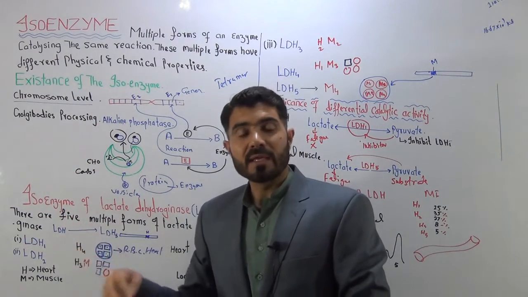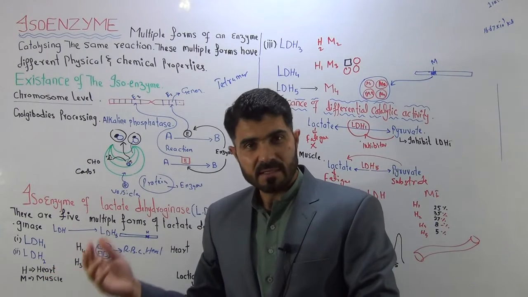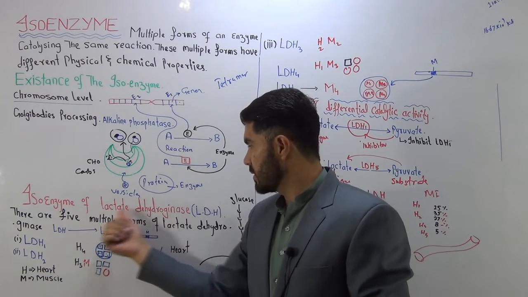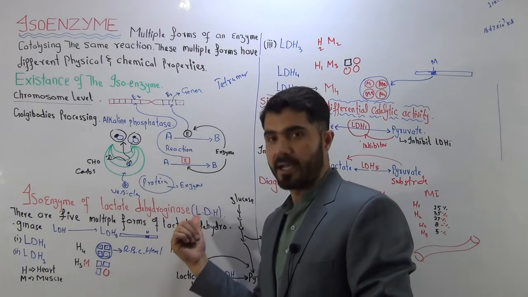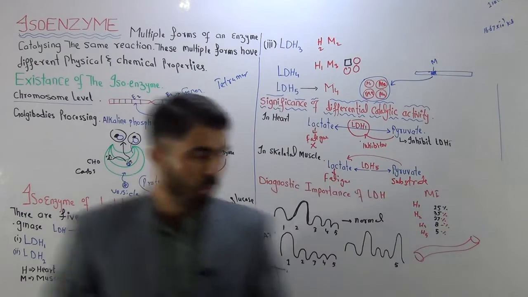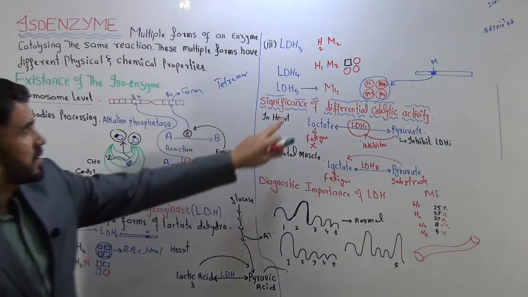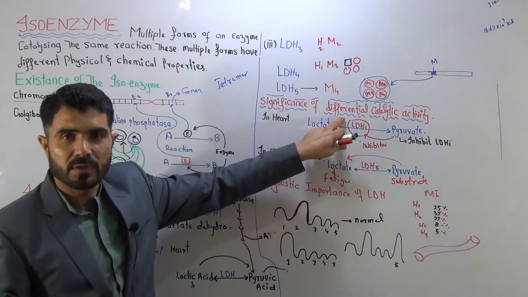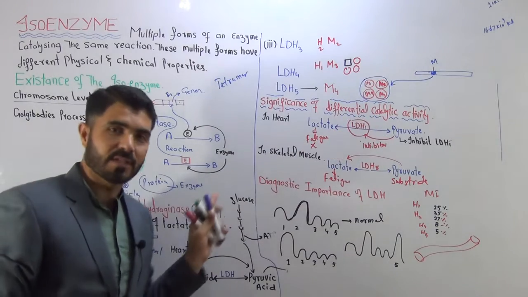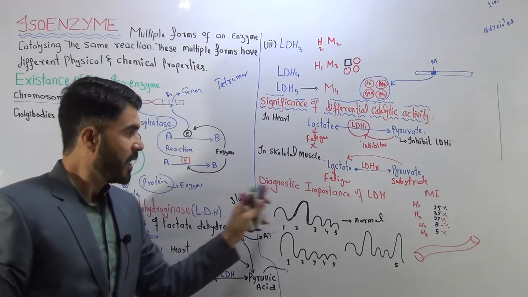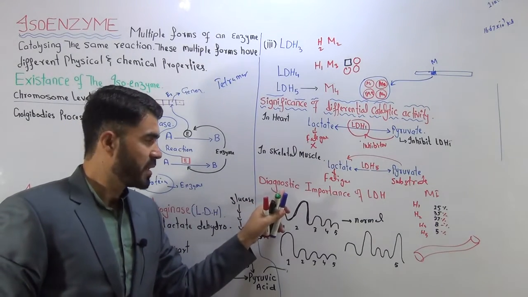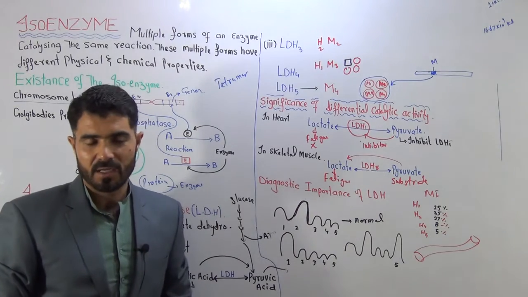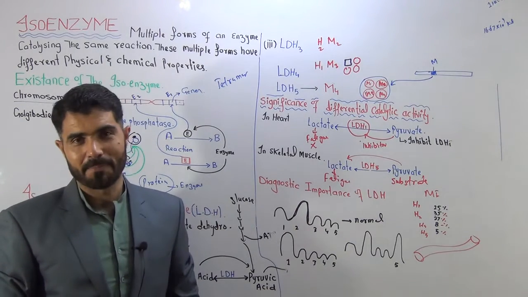And we'll also give you an example of isoenzyme by describing the concept of lactate dehydrogenase, LDH. And we will also discuss the significance of the different catalytic activity of these enzymes in the example. And we'll also discuss the diagnostic importance of the LDH or the isoenzyme.